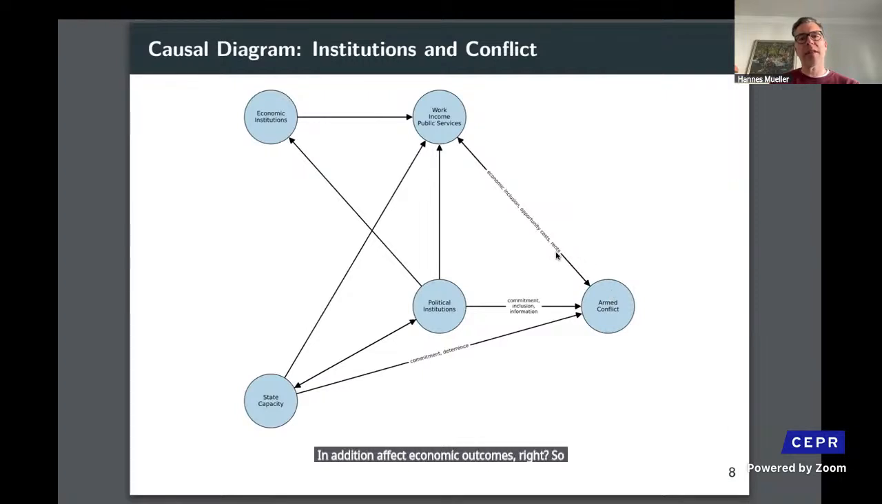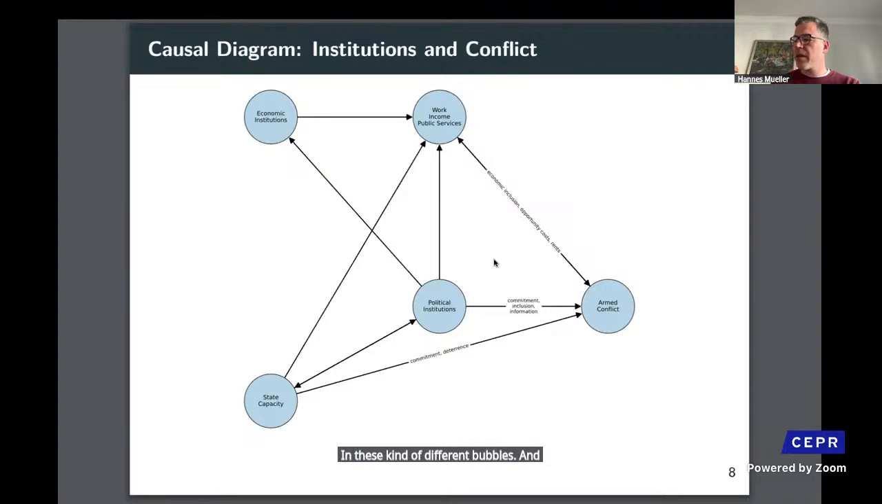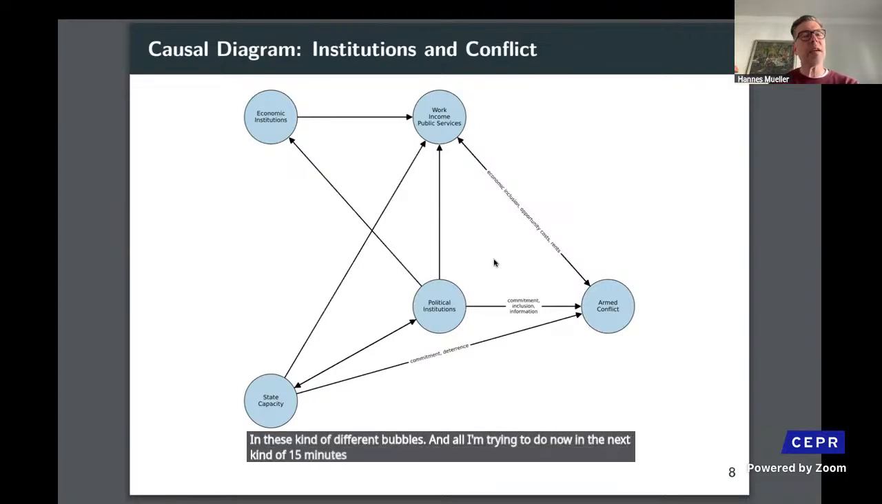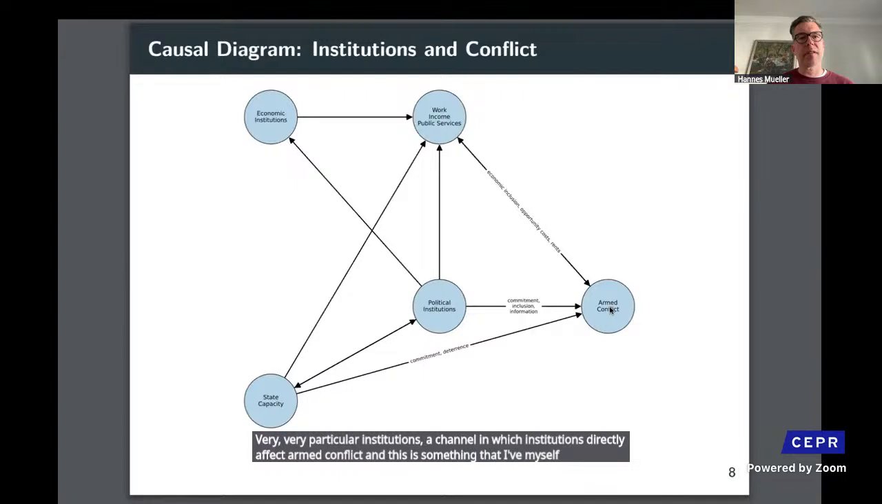We already talked about rents and opportunity costs, and there's another one, economic inclusion, which I will talk about briefly in a minute. What we do in our overview paper is try to structure the entire literature. There's a massive literature in these different bubbles. All I'm trying to do in the next 15 minutes is quickly go through some of these channels as examples. Then I will talk about one very particular channel in which institutions directly affect armed conflict, something I have worked on myself, and I think this is interesting.